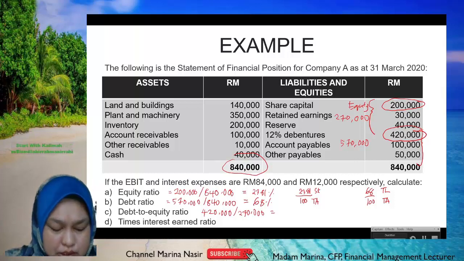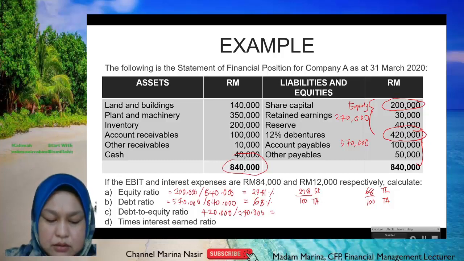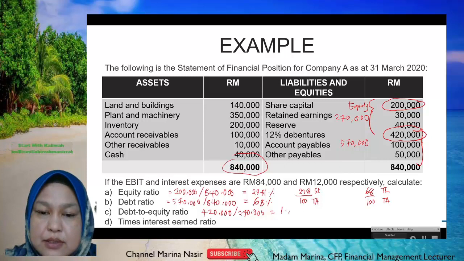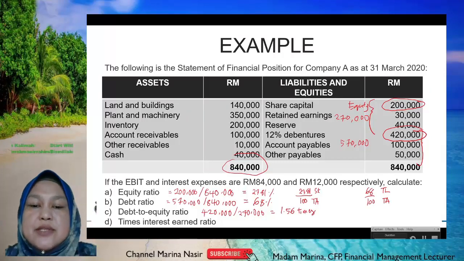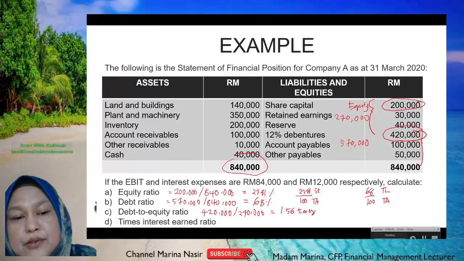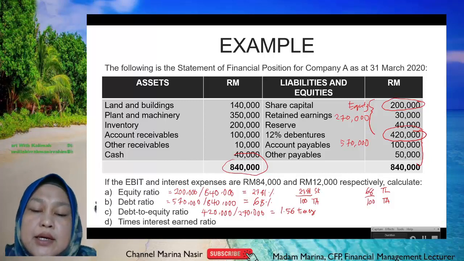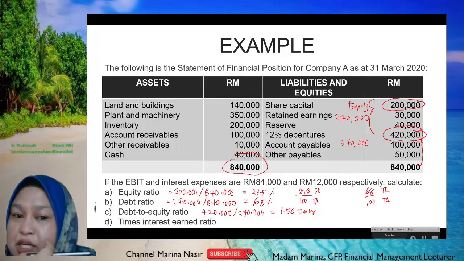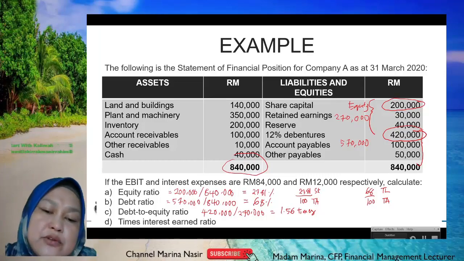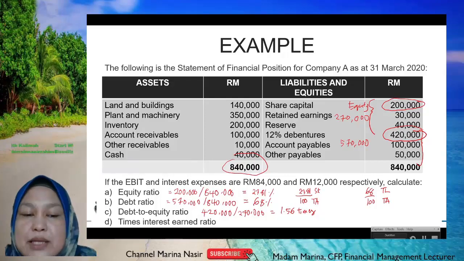So debt to equity ratio for company A is 1.56 times. Okay, how to interpret? For every 100 ringgit of this company's equity, they have long term debt of 1 ringgit 56 cent. It's considered high also.